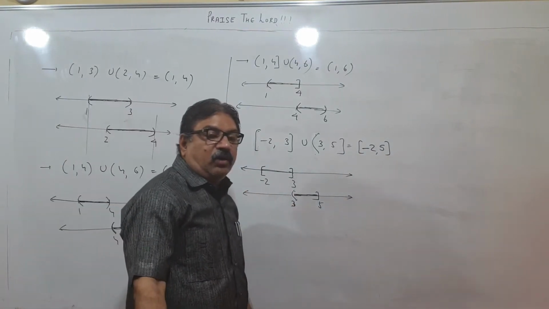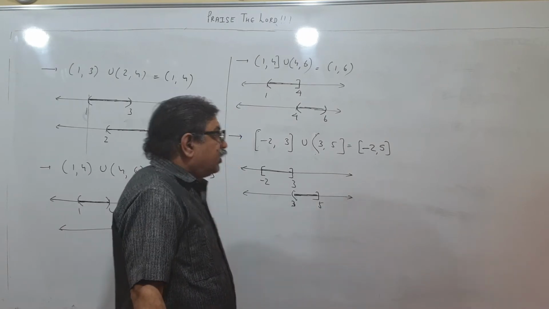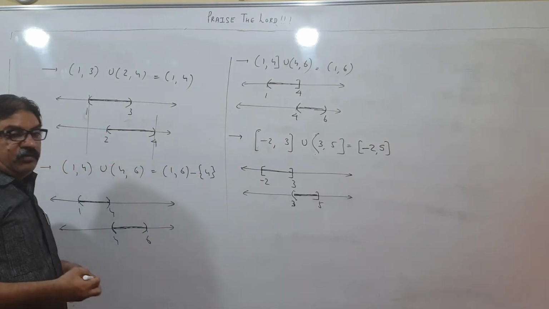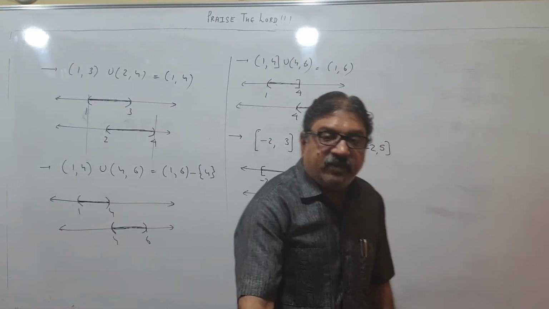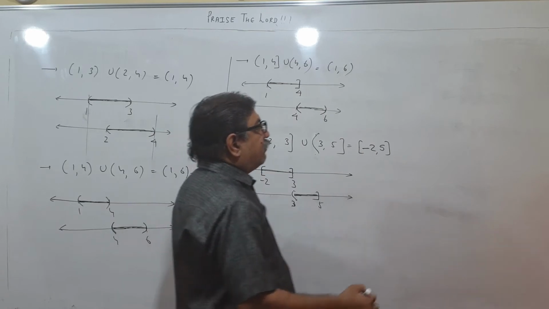So please understand how the union of intervals is taken. I gave you some examples, and like this you have to think. Plot one over the other and see what elements can come. That is the way we think.